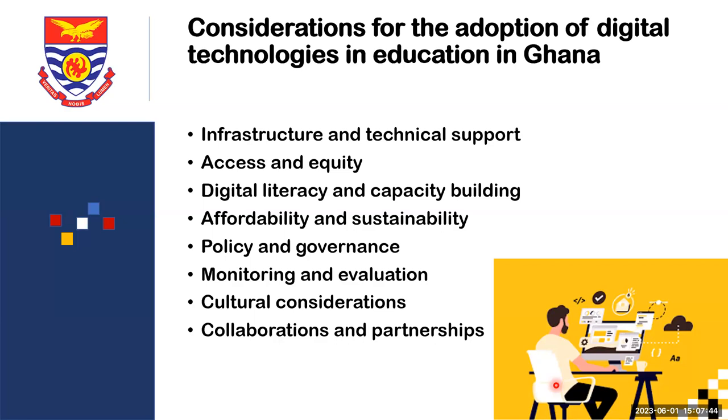Policy and governance: clear policies and guidelines for the adoption of digital technologies are important because these policies should be able to address issues such as data privacy and security, and even quality assurance. And so there should be collaboration among government bodies, educational institutions, and other stakeholders for effective policy development and implementation.